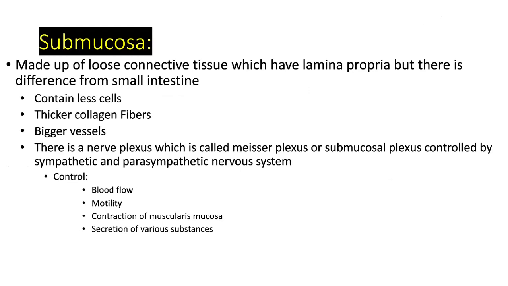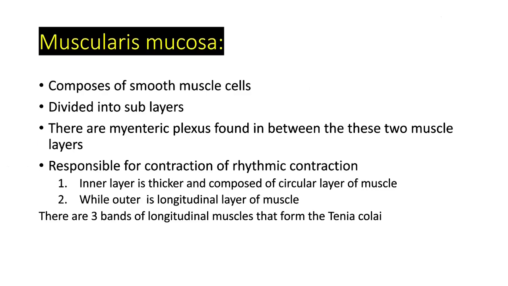The next layer is the submucosa, made up of loose connective tissue like the lamina propria, but there is a difference from the small intestine. Here it contains fewer cells, thicker collagen fibers, and bigger vessels. There is a nerve plexus called Meissner plexus or submucosal plexus, controlled by the sympathetic and parasympathetic nervous system, which controls blood flow, motility, contraction of muscles, and secretions of various substances.